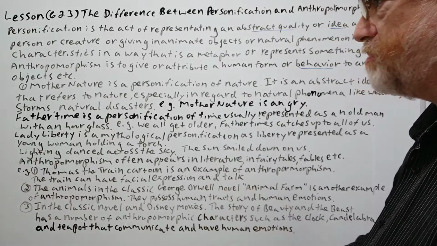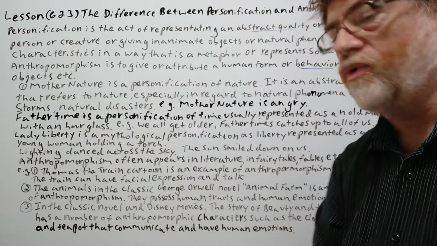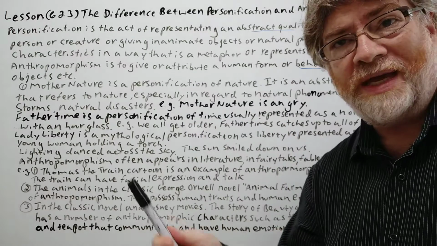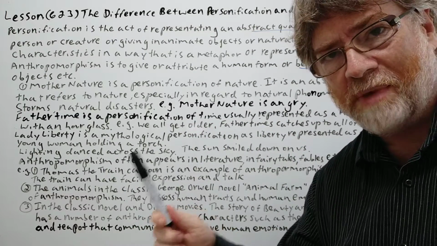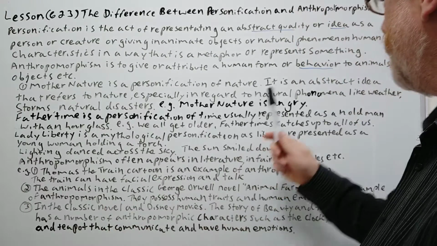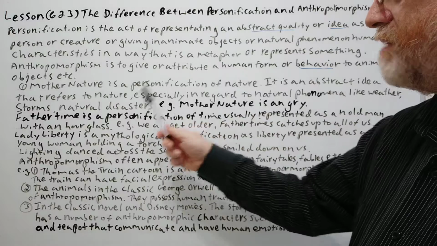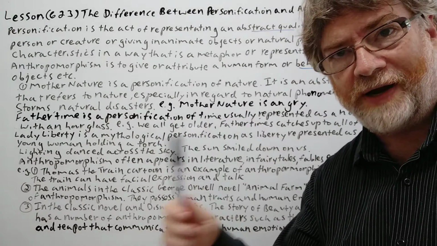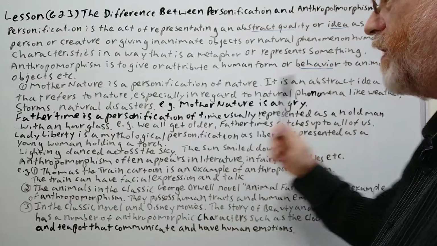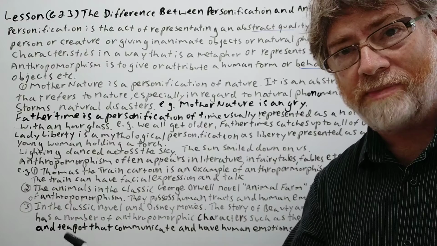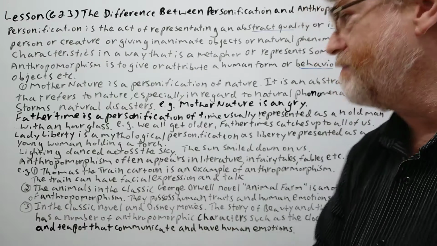Okay, we've got several examples here to try to clarify it for you. Here's the first one. Mother Nature is a personification of nature. We often use the term Mother Nature, but there is no real Mother Nature. It is an abstract idea that refers to nature, especially in regard to natural phenomena like weather, storms, natural disasters, earthquakes, tsunamis, anything like that.